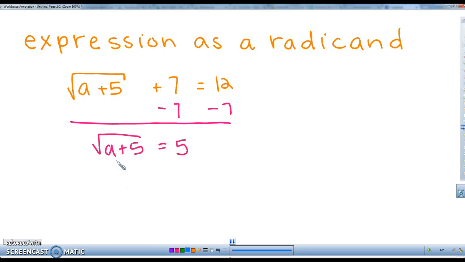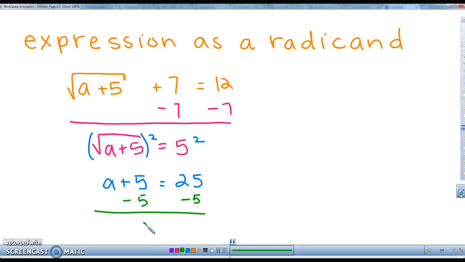And just like in the last problem, our next step to get rid of the radical is going to be to square both sides. So I have a plus 5, when it comes out of the radical, equal to 25. Now this is a one-step equation you can solve. I subtract 5 on both sides, and I get a equal to 20.